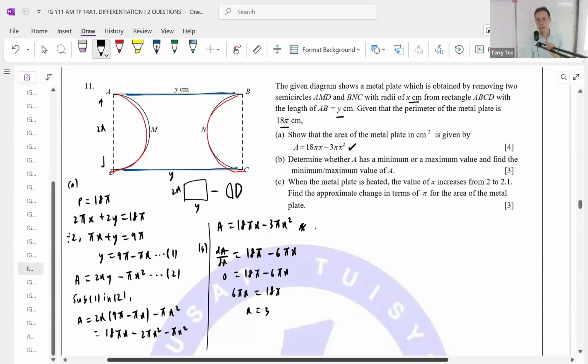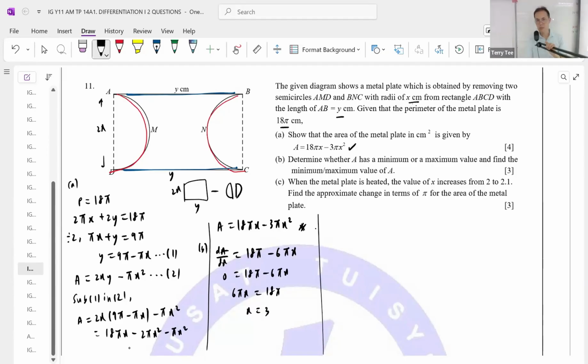Okay, so we need to determine whether it has minimum or maximum. So this is where you have to do second order differentiation. Take this, differentiate one more time, you get negative 6 pi. Okay, so this is less than 0, so we know it has a maximum value. A has a maximum value.